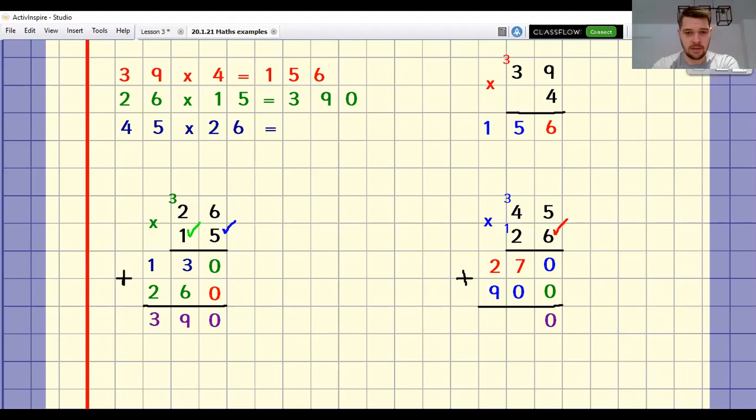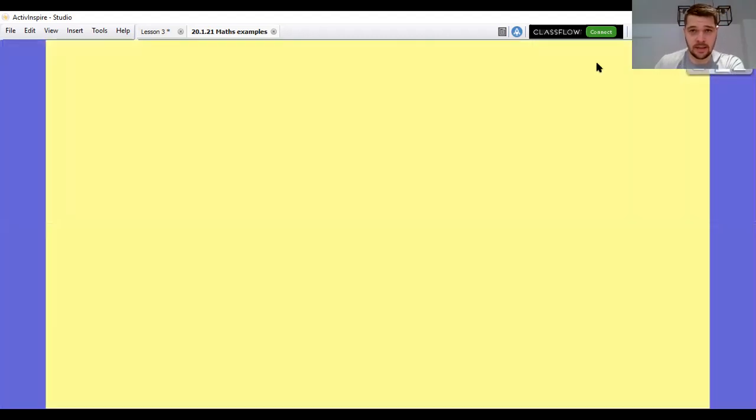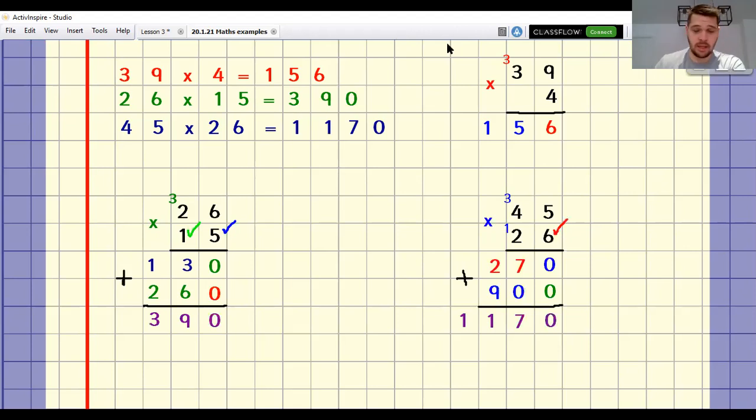Add them up. 0 plus 0 is 0, 7 plus 0 is 7, and 2 plus 9 is 11. So 45 times 26 is 1,170. Hopefully that's helped. Keep going over it if you need to.